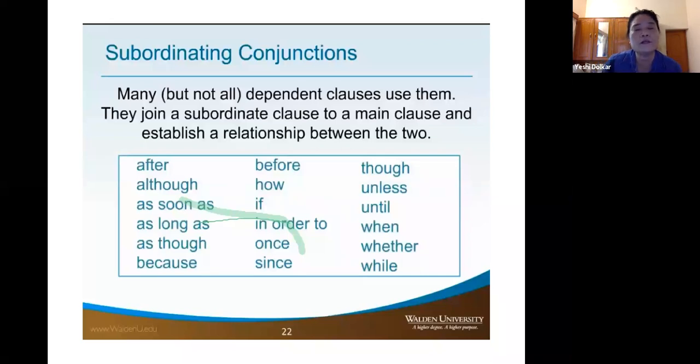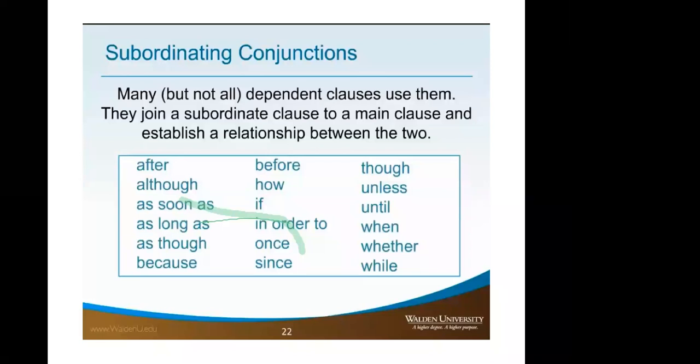Okay. All right. So examples of subordinating conjunctions. Although, as soon as, as long as, though, because, before, how, if. The moment you put this in front of a clause, it becomes a dependent clause. Yes. All right. Yes.